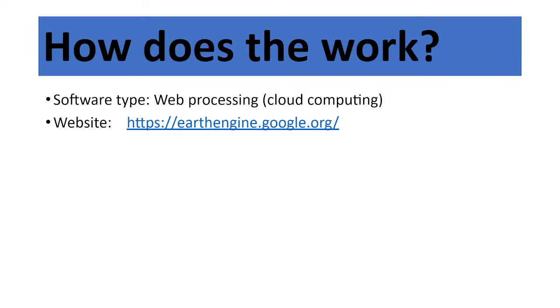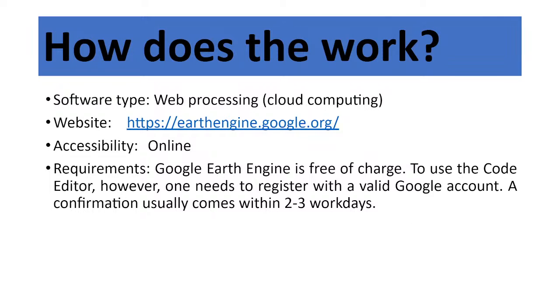And this is the main website, earthengine.google.org. Accessibility must be online. When you want to use the Google Earth Engine platform, you must be connected online. And for using their code editor, you just need to register. I hope all of you have already completed the registration with your valid Google account, and then you can easily get access to their code editor.